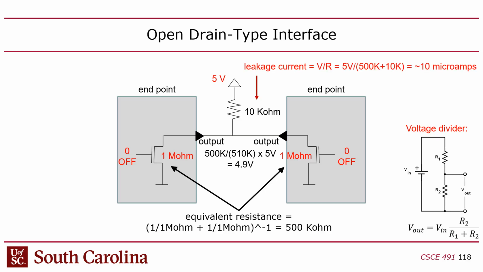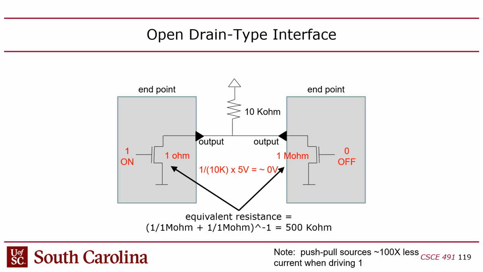And then I have leakage current. I'm leaking current, 5 volts over 510 kilohms. That's 10 microamps. It's not too bad, right? So I have some leakage there, but that's not too bad. That's if no one's sending anything.